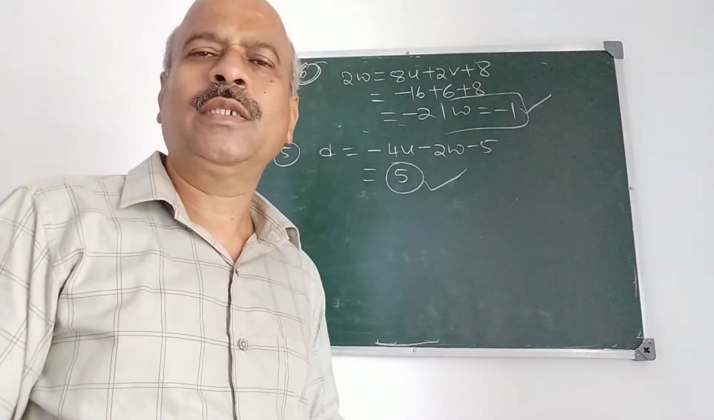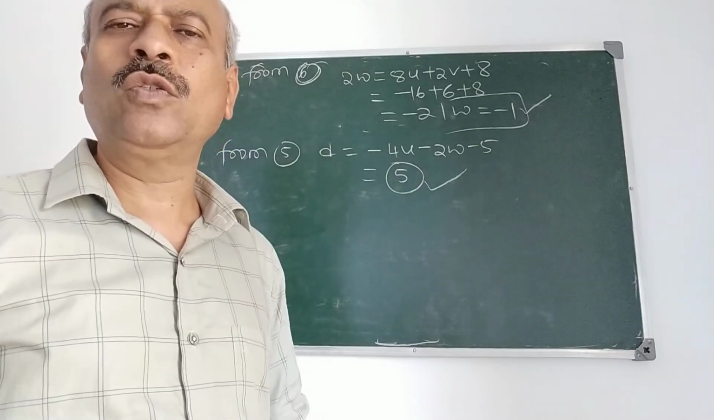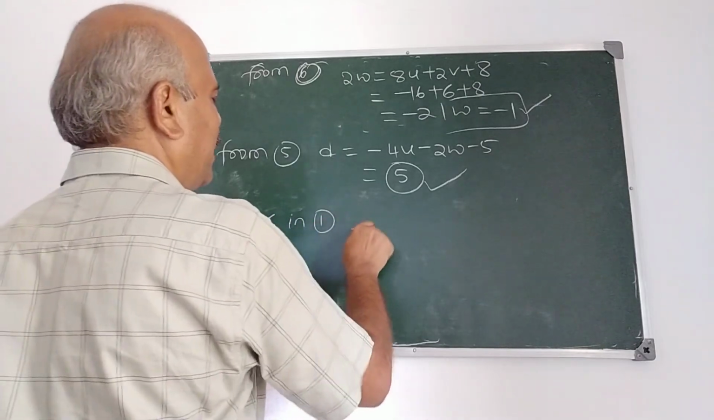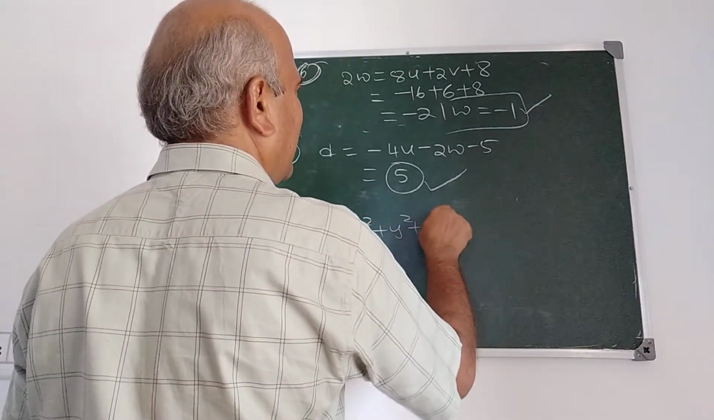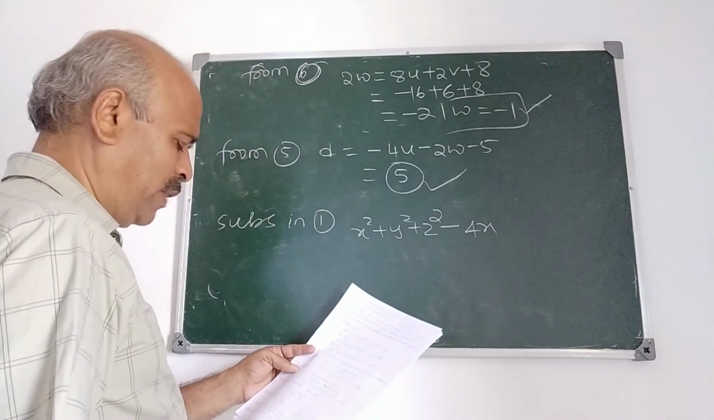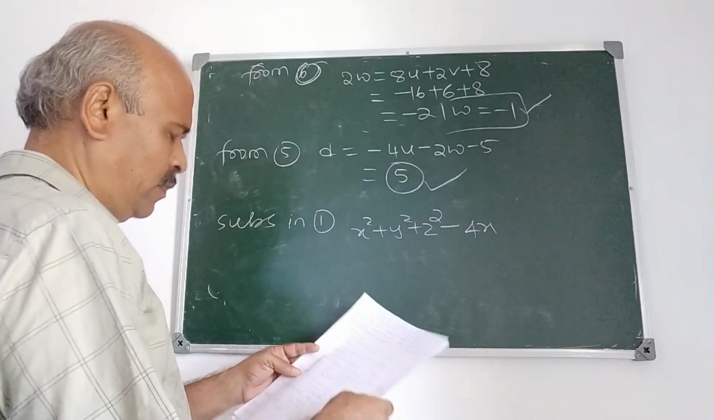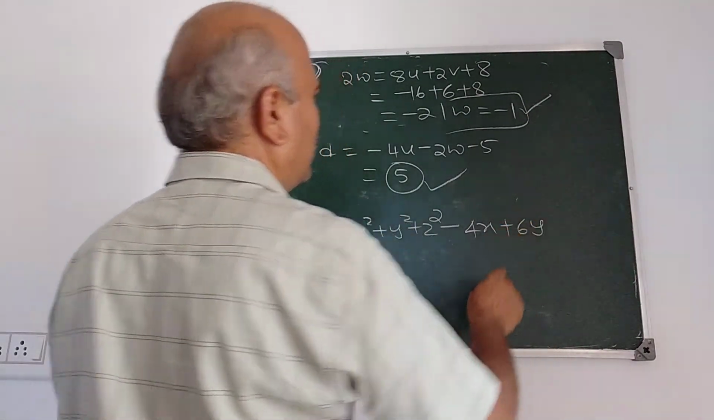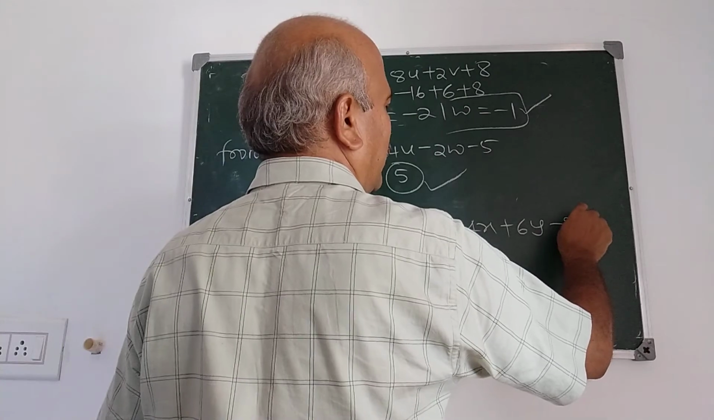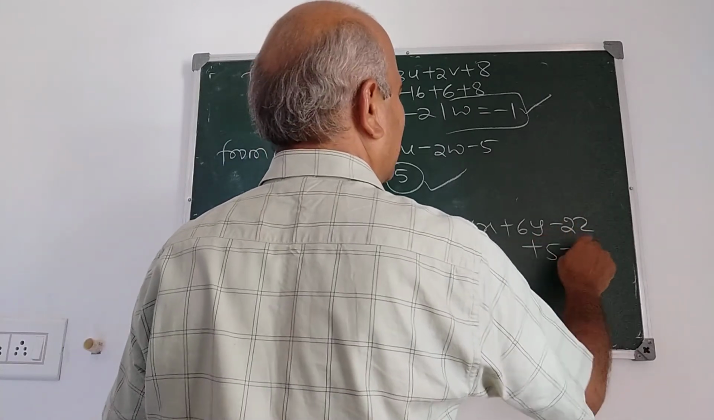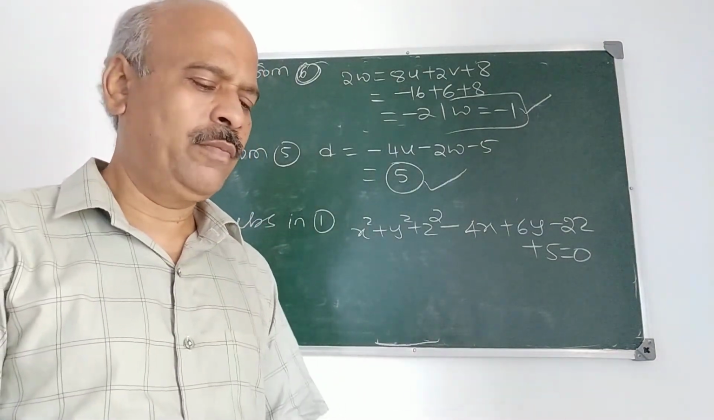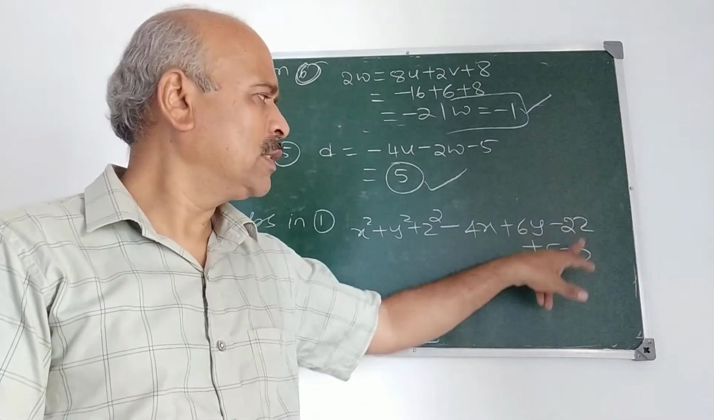One standard problem it is. Equation of this sphere passing through 4 points. Substituting in 1, we get the equation of this sphere as x square plus y square plus z square plus 2ux. What is u? Minus 2. Minus 4x, plus 2vy. What is v? v is 3, 6y plus 2wz, minus 2z plus 5 is equal to 0. This is the equation. Am I correct? Equation of this sphere is therefore x square plus y square plus z square minus 4x plus 6y minus 2z plus 5 is 0.